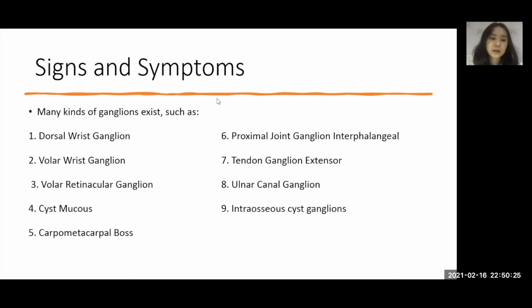The third one is the volar retinacular ganglion. It's a type of tiny ganglion cyst located on the finger's palm or base. The lumps form around the wrist or hand tendons or joints. The size of a cyst will fluctuate as the joint is used for repetitive movement.